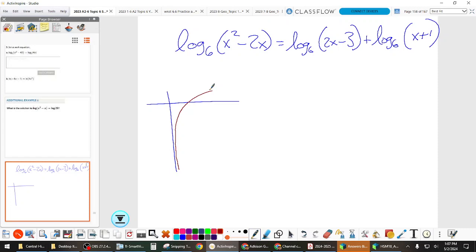So let's say that's the natural log. Then log base 10 would be flatter. It should still cross through, but it's hard to draw that. There it goes. Log base 1/2 or whatever would come up higher. But they all have those same key features.